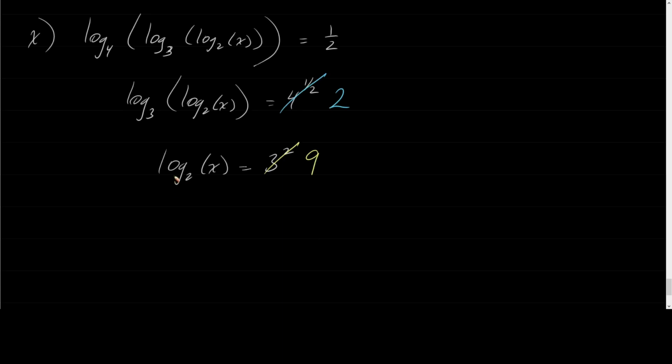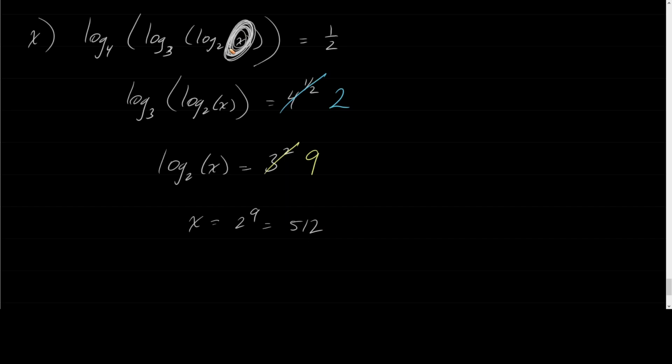Lastly, we have log base 2 of x. So exponentiate with base 2. So I end up with x is equal to 2 to the 9th. But 2 to the 9th is just simply 512.